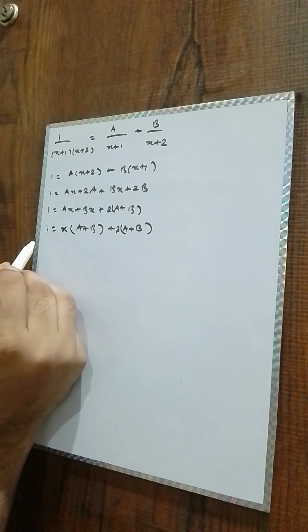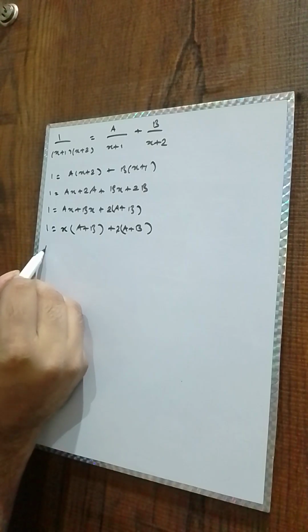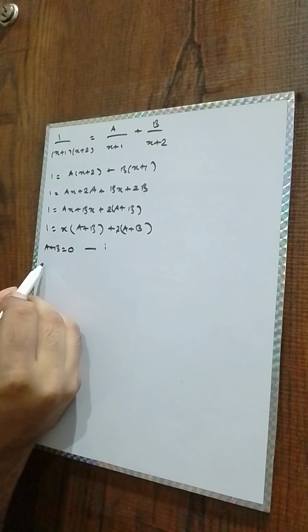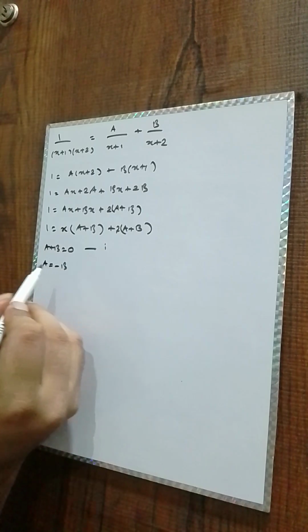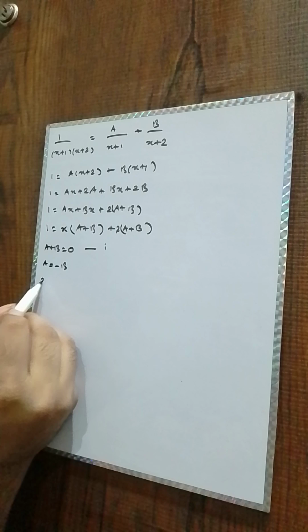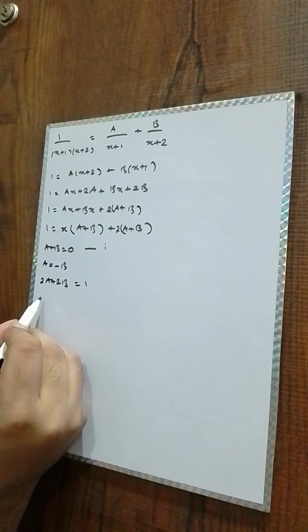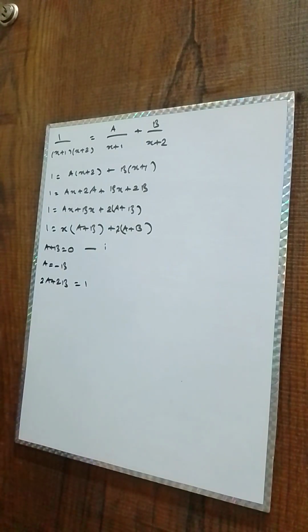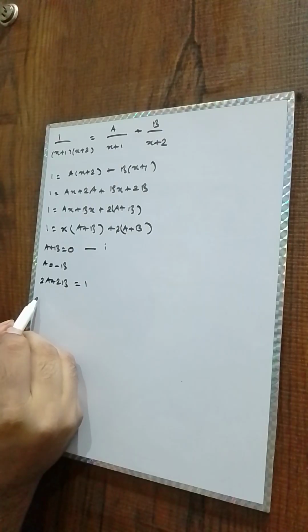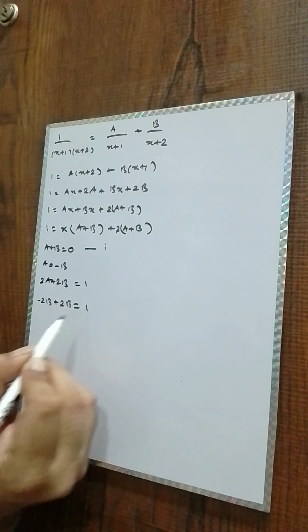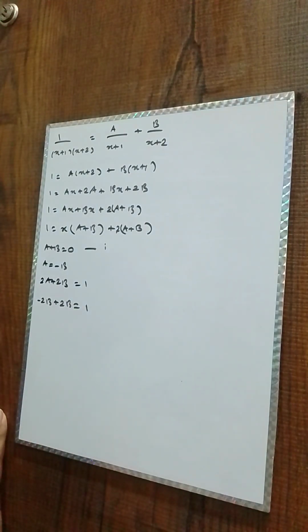So for x on the left side we have 0, so a plus b is equal to 0. This is equation 1. This gives us a is equal to minus b, and for 2a plus 2b we have on the other side 1. Okay, so now we can solve for a and b. So as a is equal to minus b, minus 2b plus 2b is equal to 1. Wait, there's a mistake somewhere.